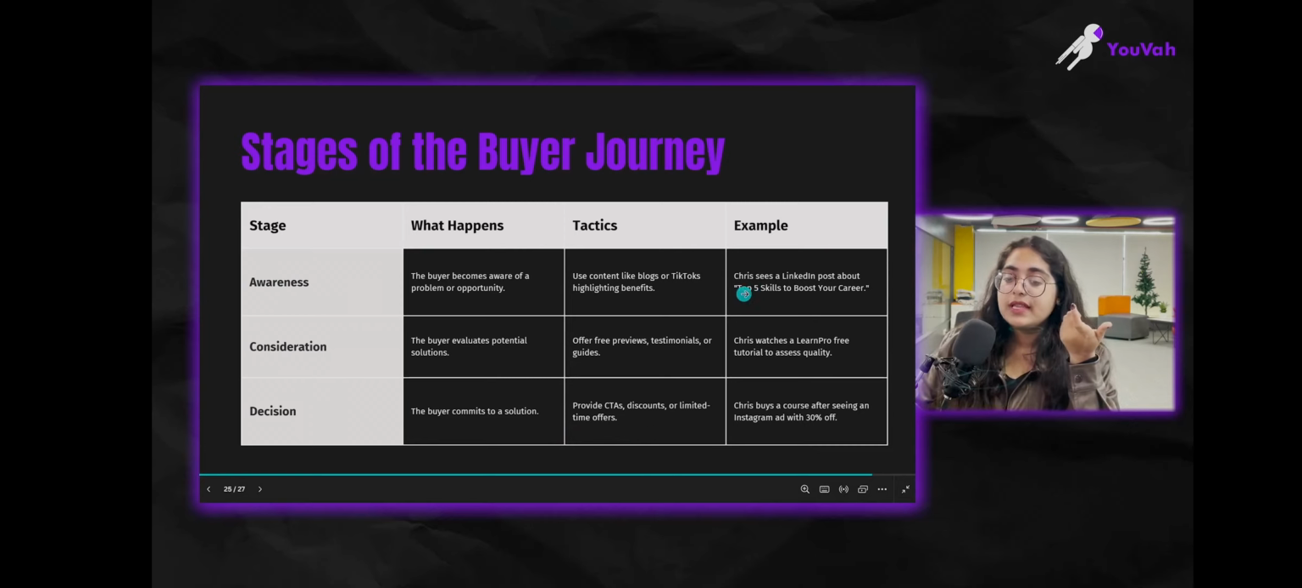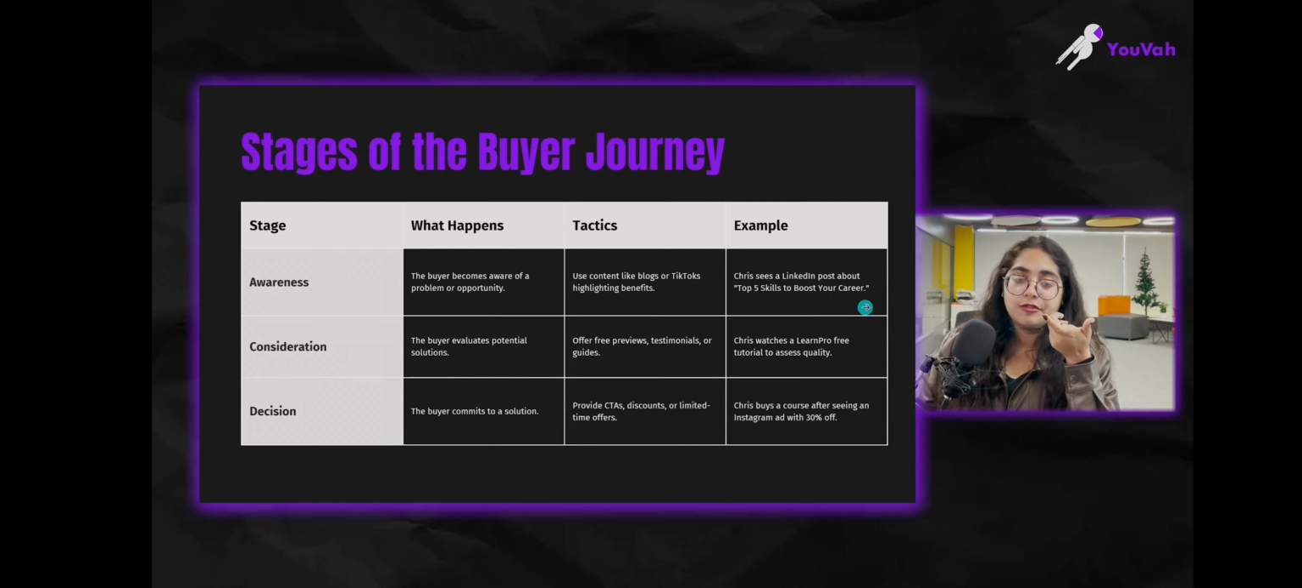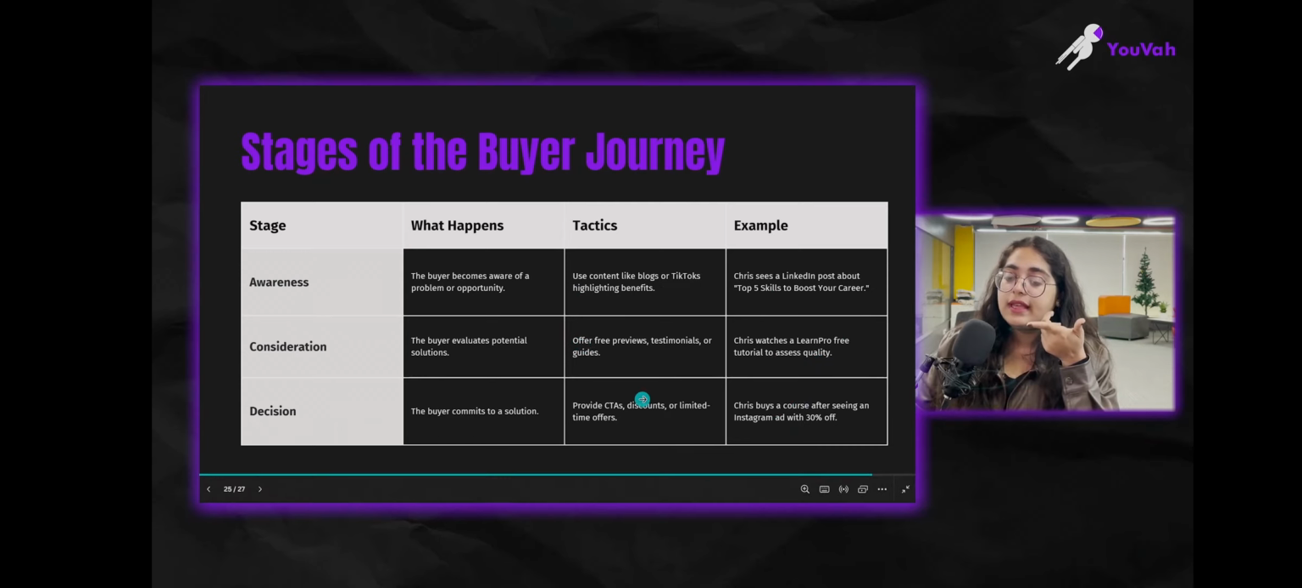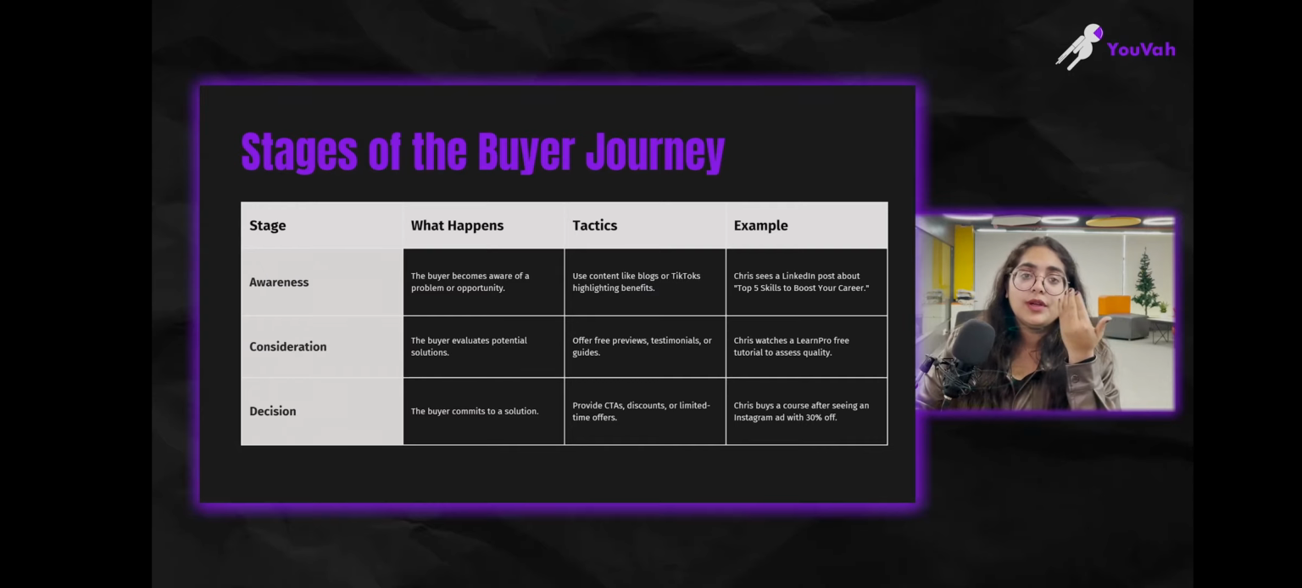An example here: you can see a LinkedIn post about the top 5 skills to boost your career. He saw this kind of post, right? Then he watches the tutorial sessions to see the offer, right? And then how did he buy the particular course? Once he got a discount, only then did he opt for this particular course, right? So this is basically how you would go about your competitors and your buyers, all right?